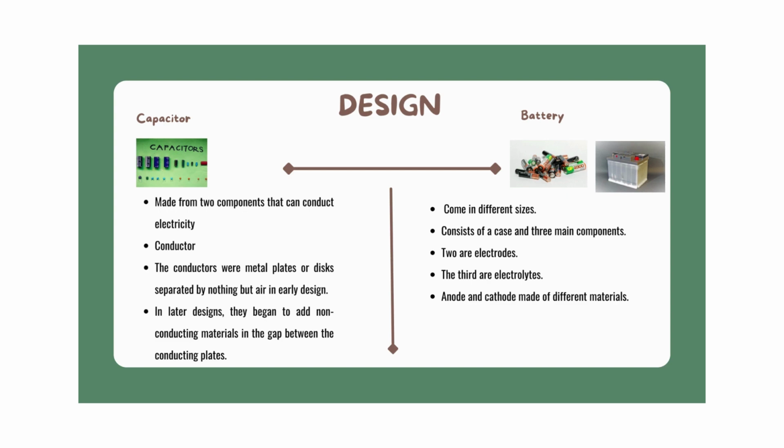A typical battery consists of a case and three main components. Two are electrodes and the third is an electrolyte. This is a gooey paste or liquid that fills the gap between the electrodes. The battery's negative electrode is called the anode. Meanwhile, the battery's positive electrode is called the cathode. The anode and cathode are usually made of different materials.